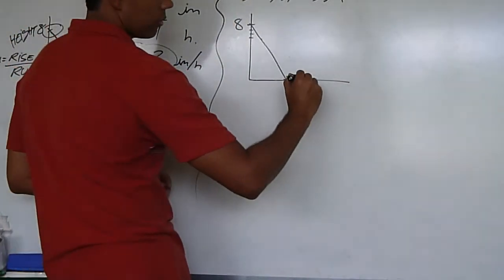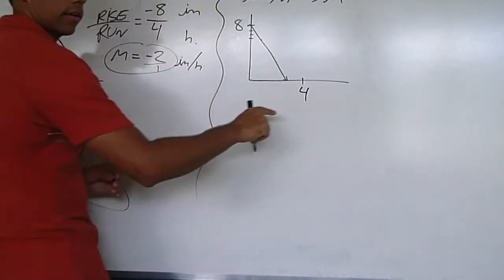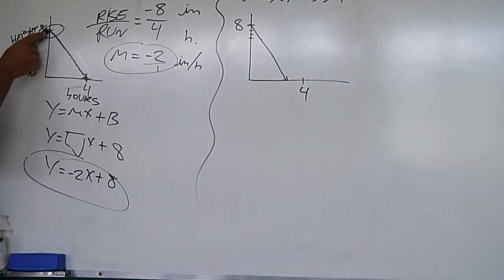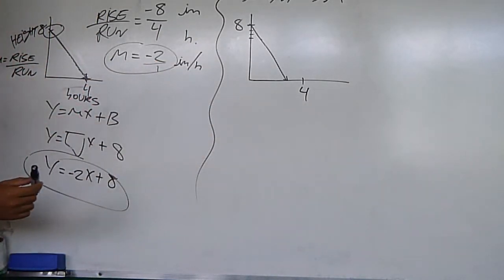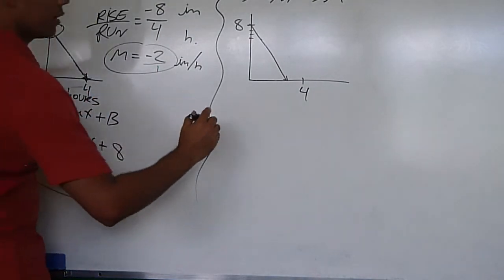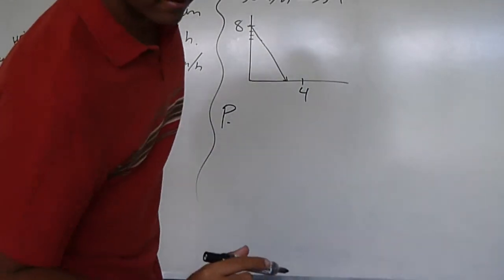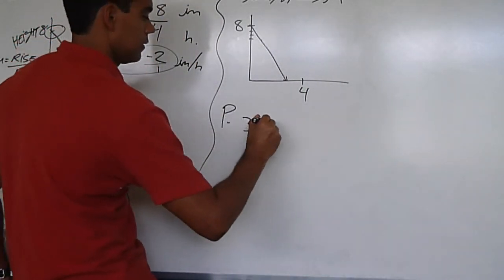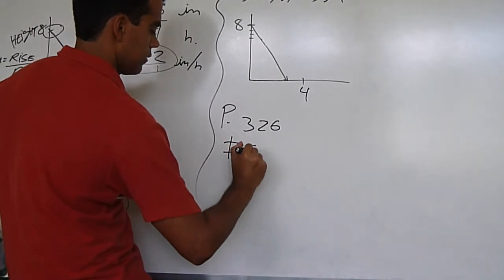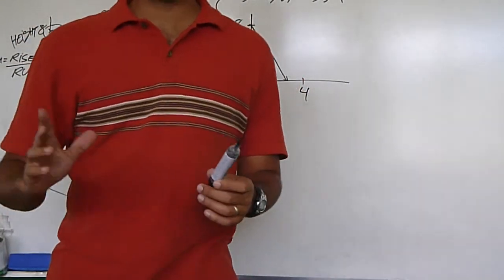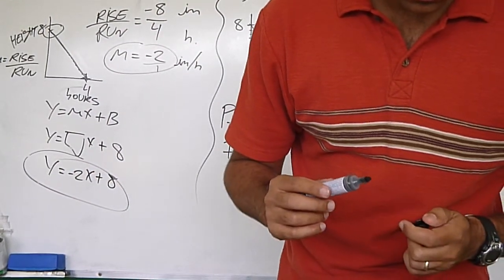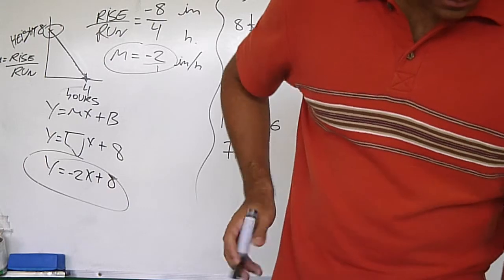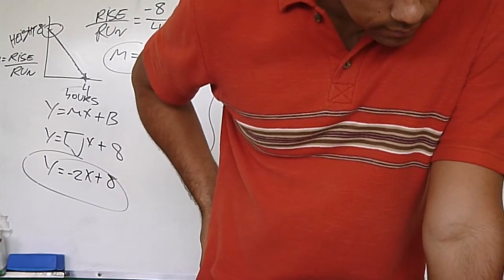I'm not sure, but the 4 hours will be over here. So see this slope, it takes 4 hours to get there. This guy is going to burn before 4 hours. Does that make sense? So this was on page 326, number 5. Any other questions or comments? And then 4.